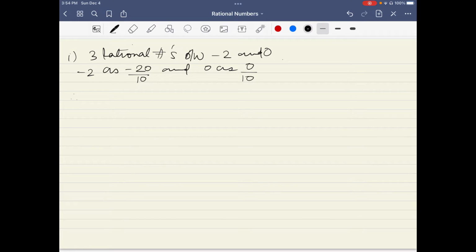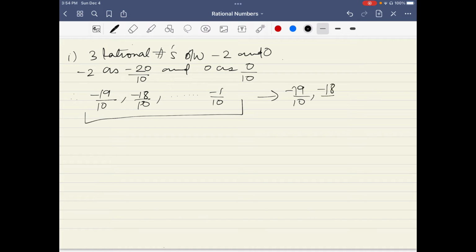Therefore, we see between minus 20 over 10 and 0 over 10, we have minus 19 over 10, minus 18 over 10, so on and so forth till minus 1 over 10. And you can pick any 3 rational numbers from there. Let's say we pick minus 19 over 10, minus 18 over 10, and minus 17 over 10.